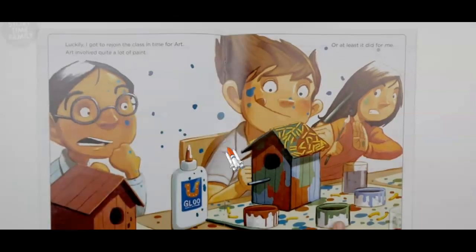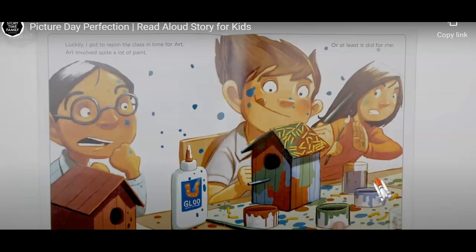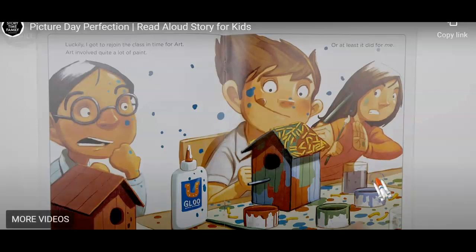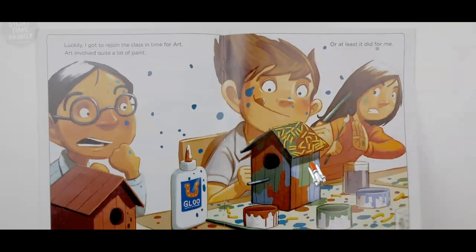Luckily, I got to rejoin the class in time for art. Art involved quite a lot of paint. Or at least, did for me. Look at the different expressions of the students. She's telling him, like, no, stop. And there's paint everywhere. And there's paint in the table. So from his character traits, we can see that he's messy. And he's not caring about other people. What a mess.